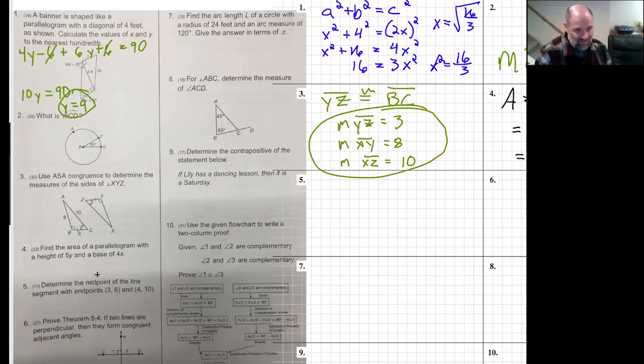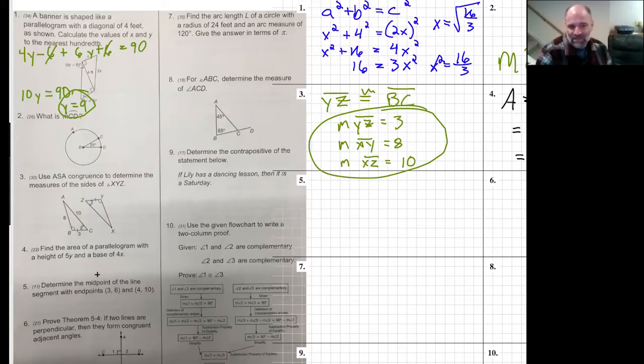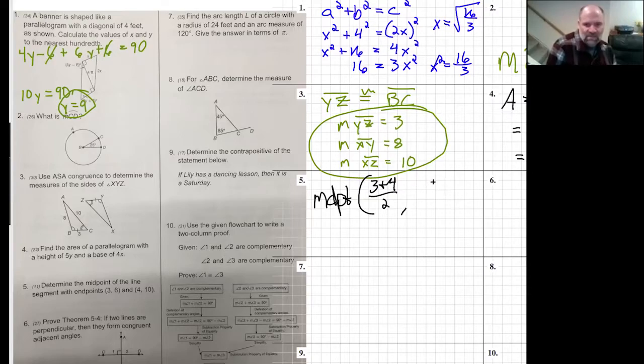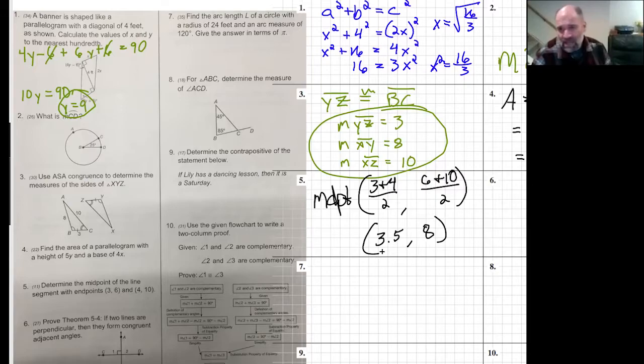Number 5, determine the midpoint of the line segment with endpoints (3, 6) and (4, 10). So you could use the midpoint formula, which is just the average of the x's and the average of the y's. So the average of the x's, just add them together, divide by 2, 3 plus 4 divided by 2, and the average of the y's is 6 plus 10 divided by 2. So this is what, 3.5, comma 8. Is that what you guys got?